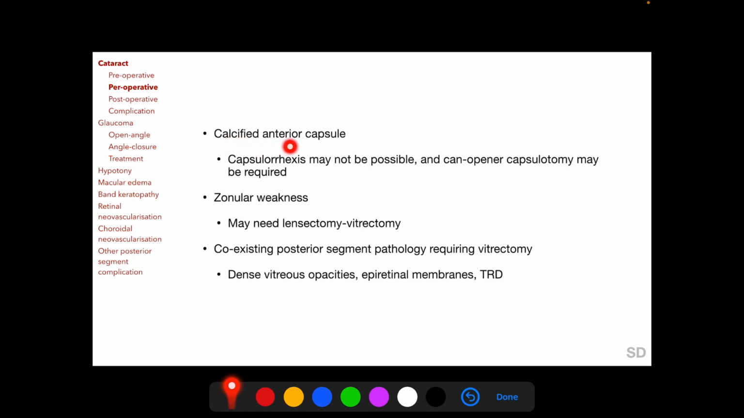A calcified anterior capsule is also common in uveitis patients, in which situation a capsulorhexis may not be possible and can-opener capsulotomy may need to be done. Zonular weakness, though rare, can occur in patients with uveitis and may need lensectomy or vitrectomy, and coexisting posterior segment pathologies such as dense vitreous opacities, epiretinal membranes, and tractional retinal detachments may require vitreoretinal intervention.